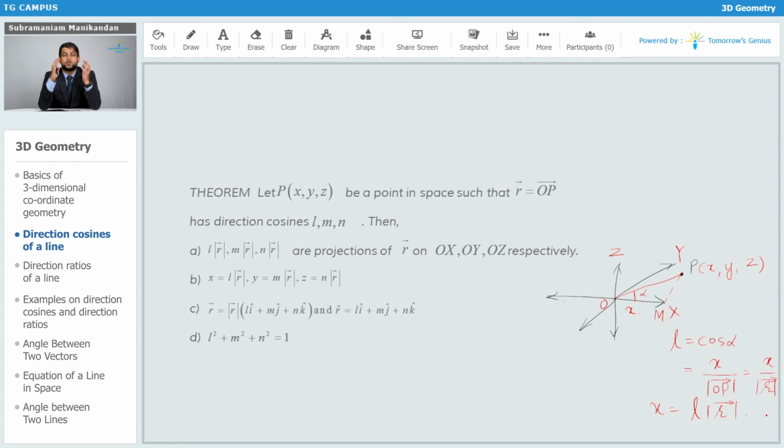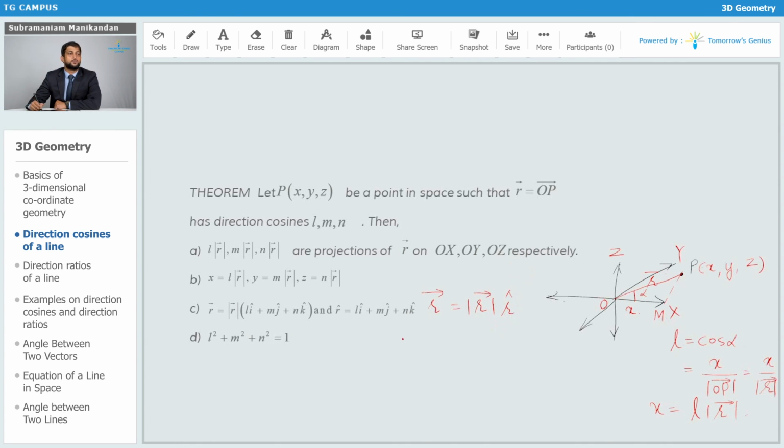So if you want to combine all of these, we get the vector OP bar, that is r bar. So r bar is given by the magnitude of r bar times (l i cap plus m j cap plus n k cap), right? So therefore, we get r cap is equal to l i cap plus m j cap plus n k cap, right? Because then we can write the vector r bar as the magnitude of r bar times r cap, which is a unit vector.